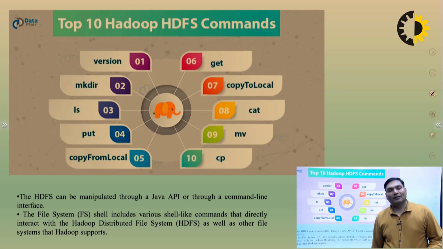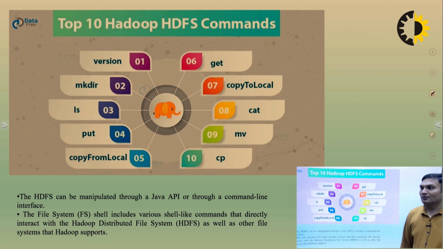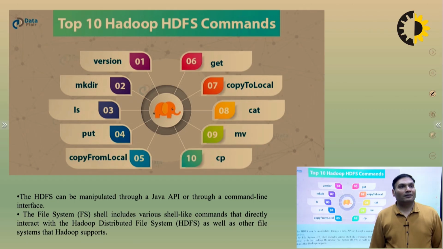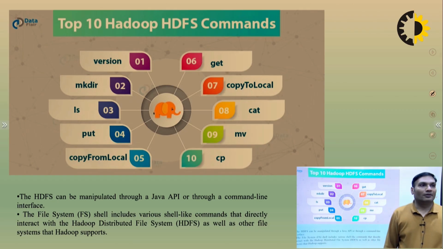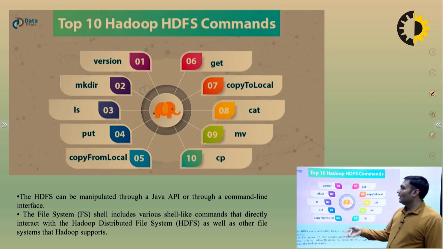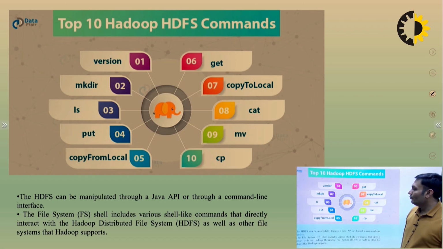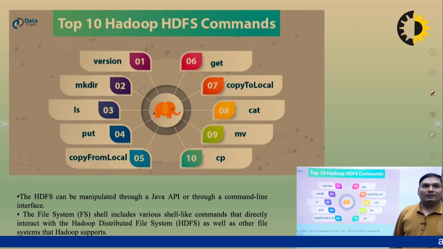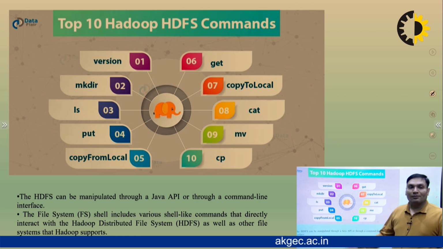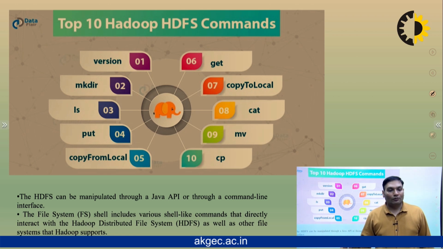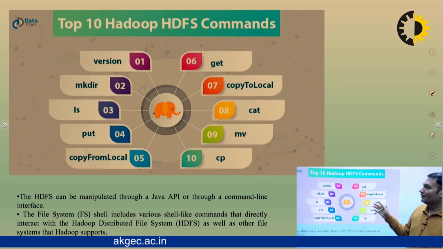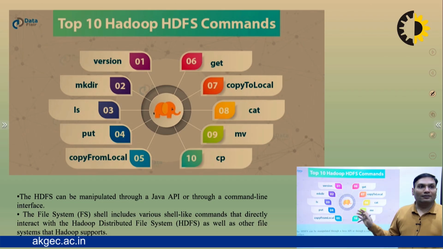There are some basic commands in the Hadoop system, and there are some other commands that can be used for different purposes. The basic commands of Hadoop are version, mkdir, ls for listing, put, copyFromLocal, get, copyToLocal, cat, mv, and cp. There are some commands that you have already seen in the disk operating system. There are very similar commands, so similarly named commands are used in that system as well as in this Hadoop system.